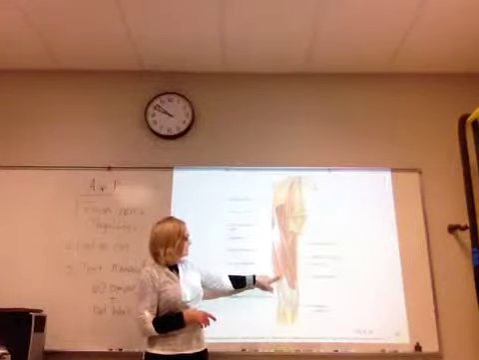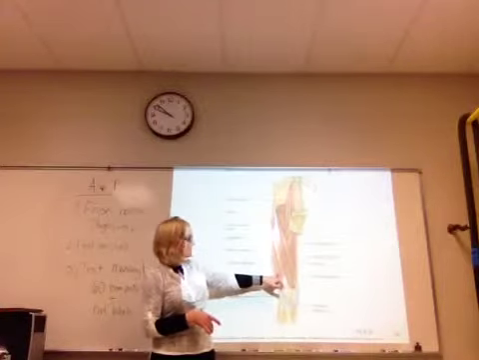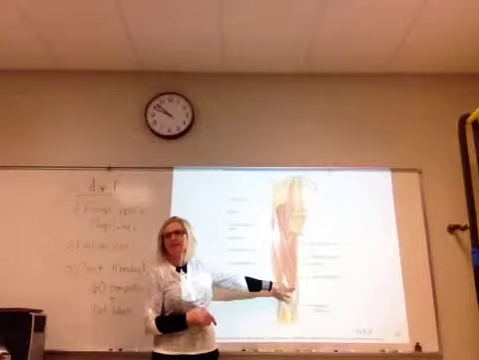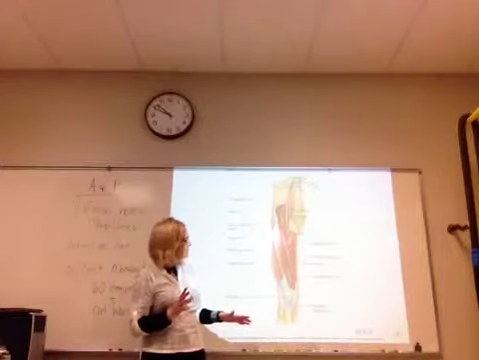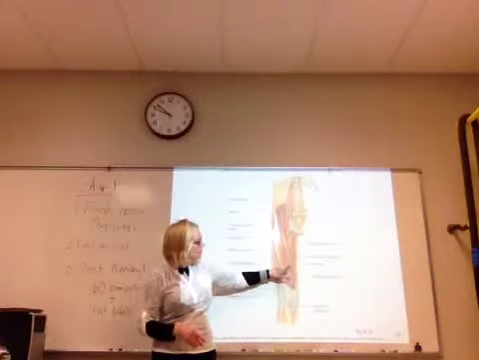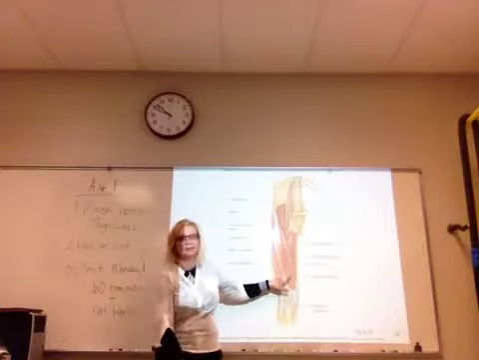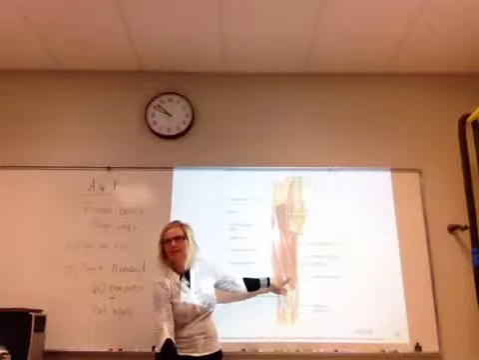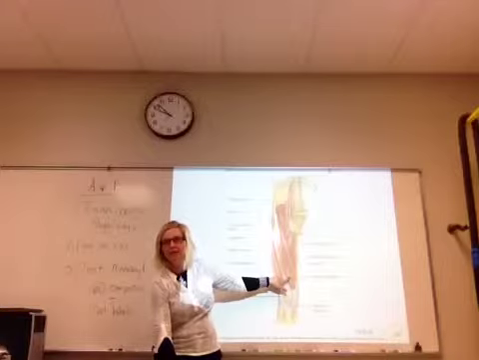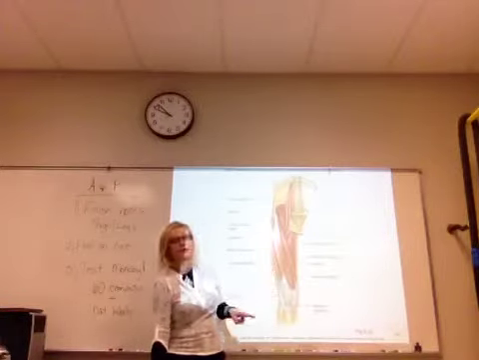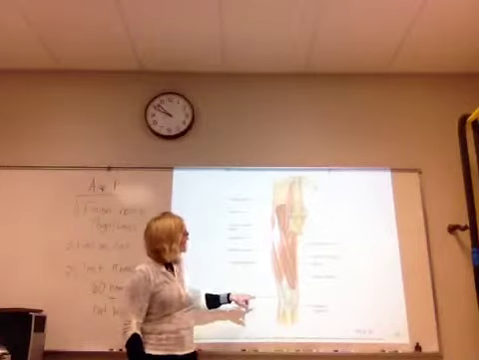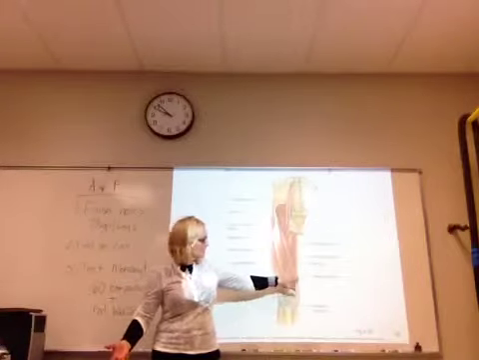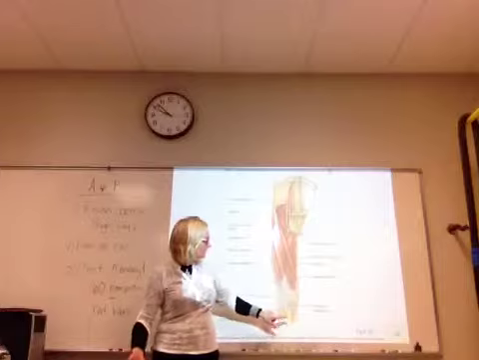Vastus lateralis and vastus medialis, if you had shorts on and could actually look at your knee, that's where you notice them the most. Vastus medialis runs along your leg, but you notice it where it ends on the inside of your knee. And then vastus lateralis is going to be over on the outside of your knee. So lateral outside, medial inside.